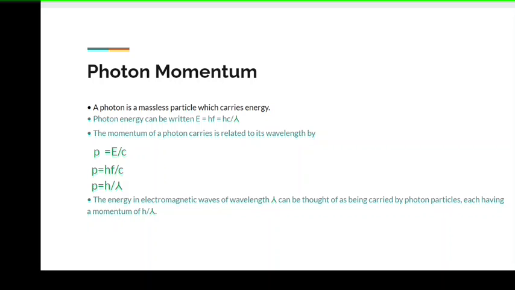Now we substitute the value of E as hf. The equation becomes P is equal to hf by c, and in turn it can be written as P is equal to h by lambda. So we can say the energy in electromagnetic waves of wavelength lambda can be thought of as being carried by photon particles, each having a momentum of h by lambda.